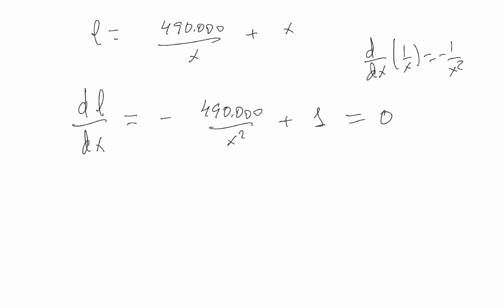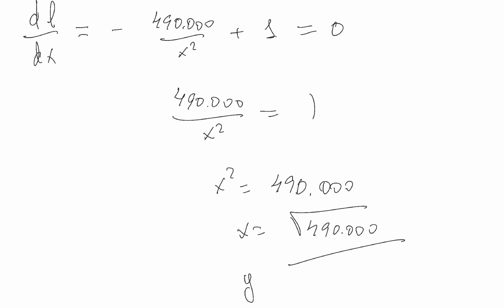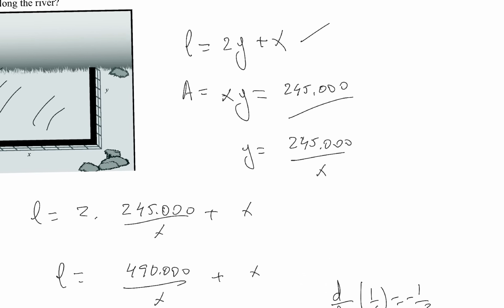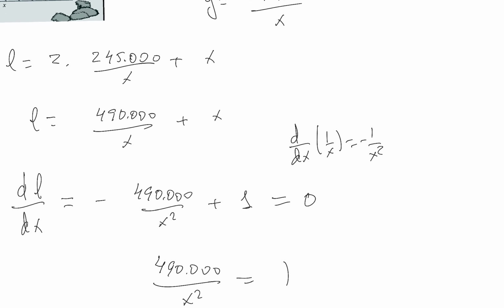So if you solve here, you will have 490,000 divided by x squared equal 1, or x squared equal 490,000, or x equal square root of 490,000. So the y has to also be the square root of 490,000, because the x times the y is 245,000.